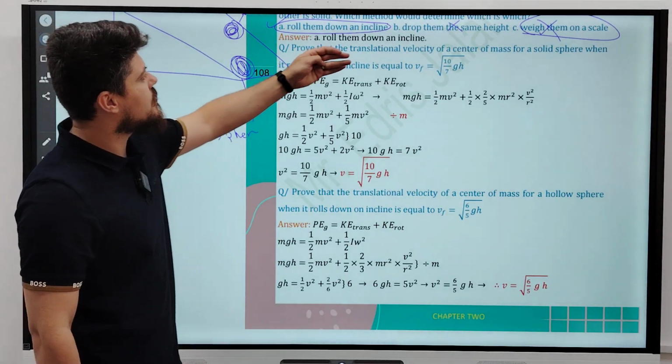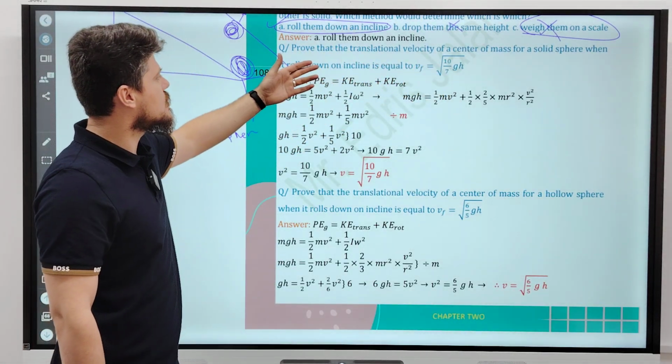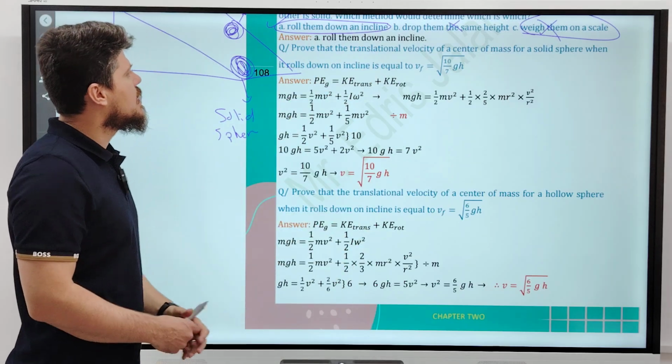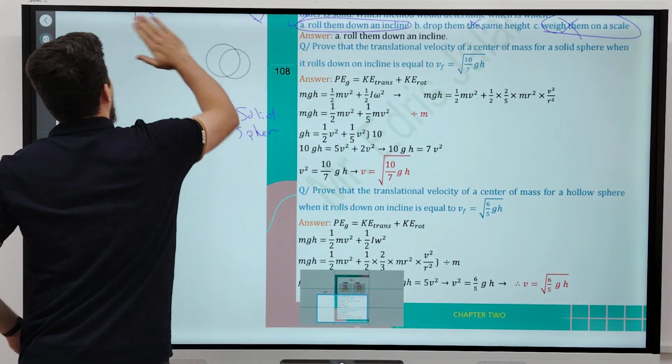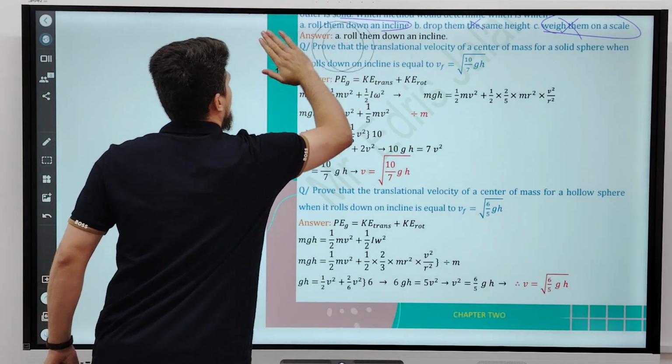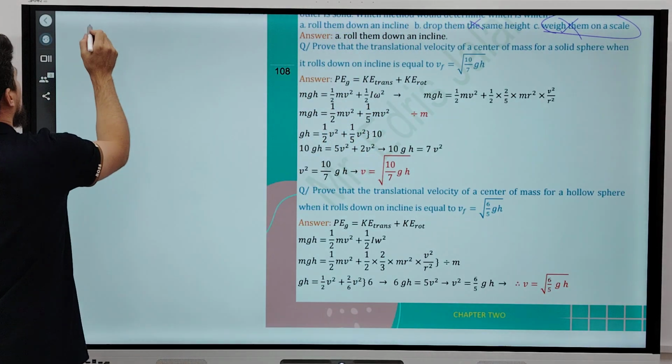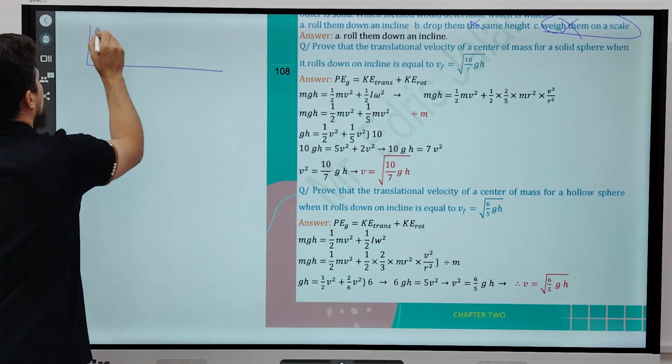Prove that the translational velocity of the center of mass for a solid sphere is equal to 10/7 gh. Okay, now I'm going to prove this. Why? The final velocity at the bottom of the incline. Look, this is a rough surface.